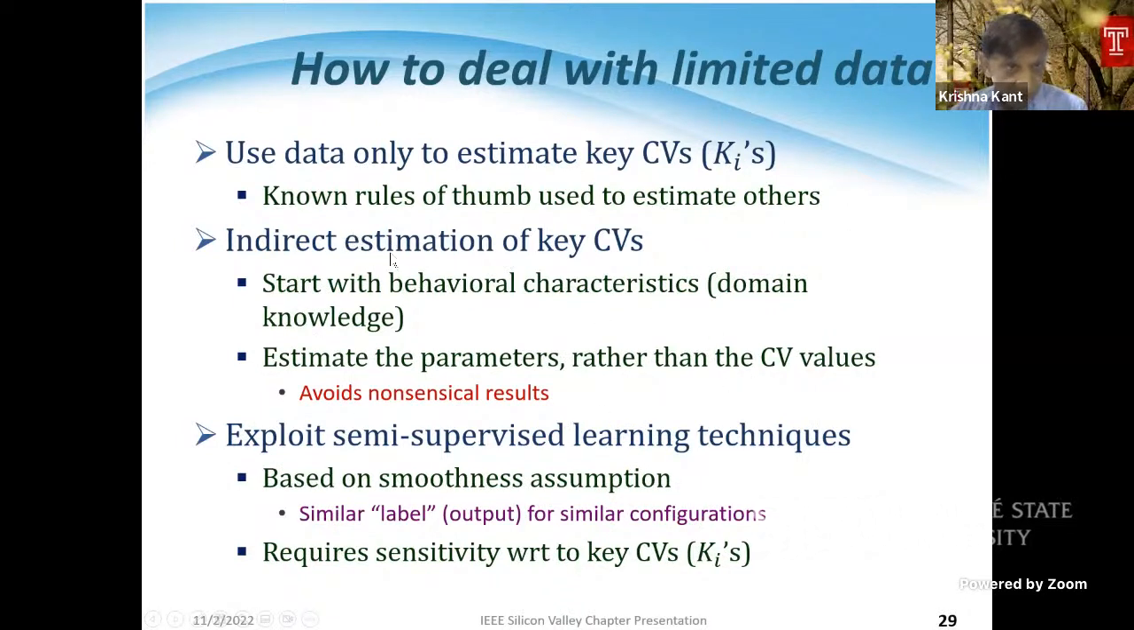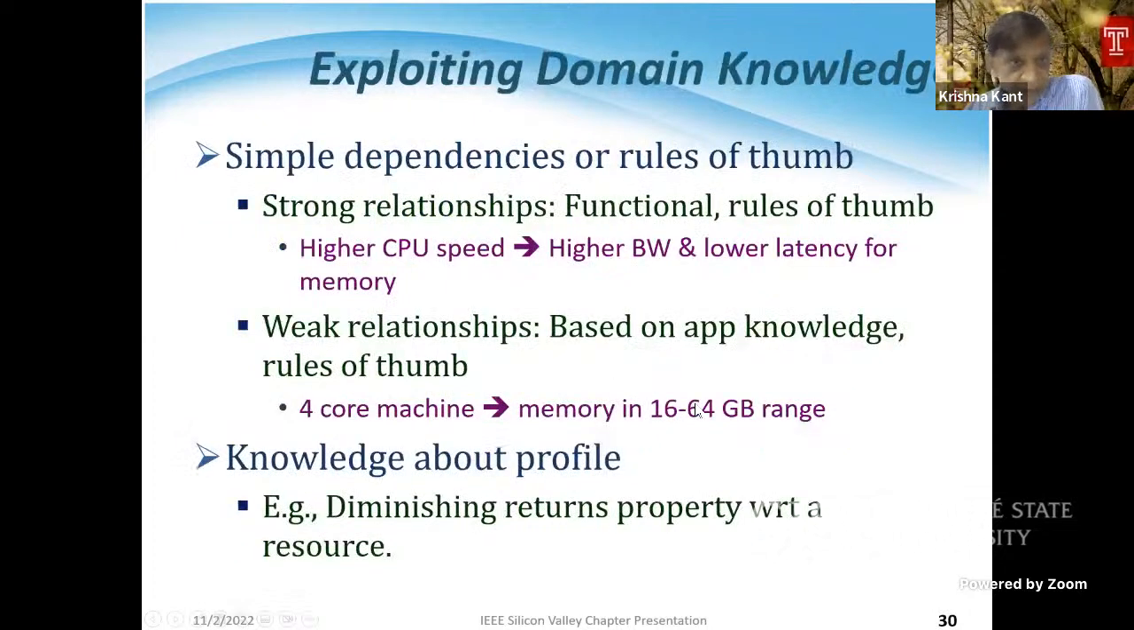Okay, so for the key CVs, you start with the domain knowledge, and instead of directly determining the output, you determine some parameters that go into determining the output. And that way you reduce the number of parameters that you need to determine, and you will determine the sensible parameters. And then one could apply the semi-supervised machine learning. Okay. So what are some of the relationships that we use?